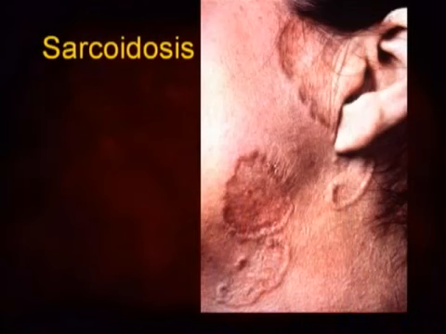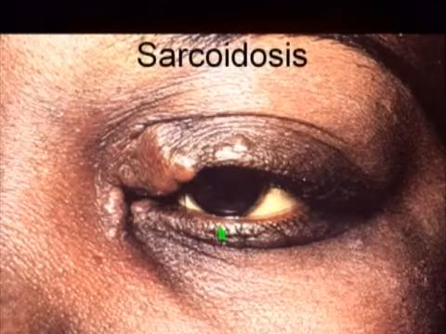Remember, sarcoidosis is one of those things that goes under that great imitator or great pretender heading, so it can have a lot of different features clinically. And this is a patient who has more atrophic plaques here with a raised border and some erythema associated with that as well here around the ears.